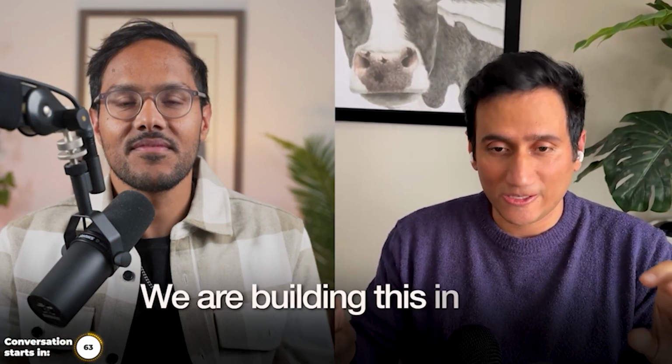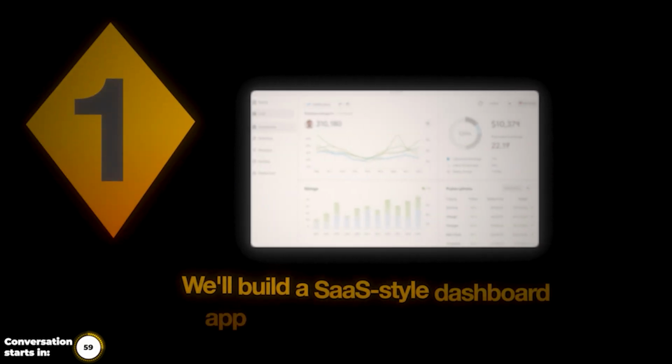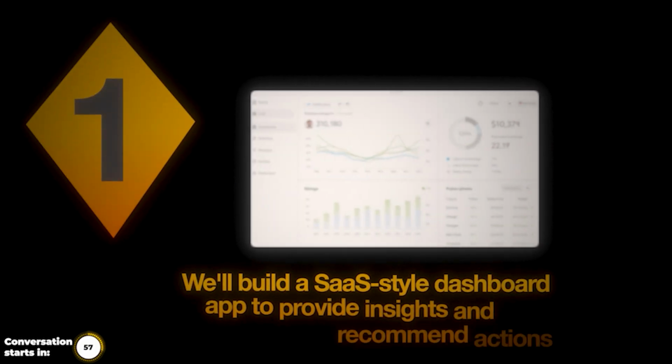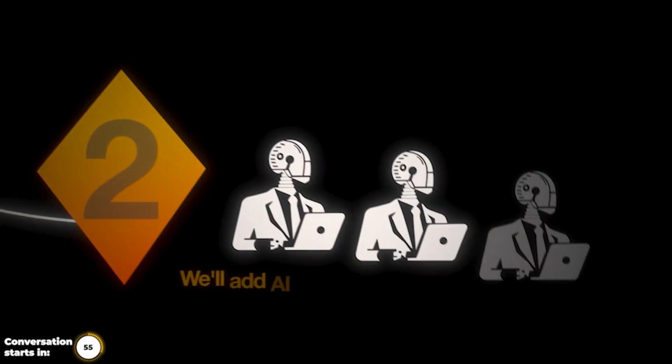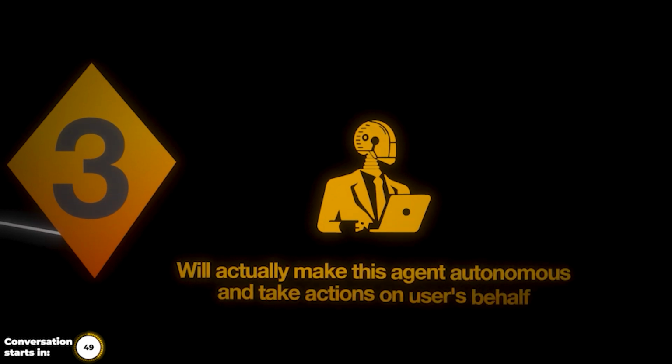We're building this in 3 parts. So part 1, we'll build a SaaS-style dashboard app to provide insights and recommend actions. Part 2, we'll add AI agents to analyze these insights and recommend actions. Part 3, we'll actually make this agent autonomous and take actions on users' behalf.